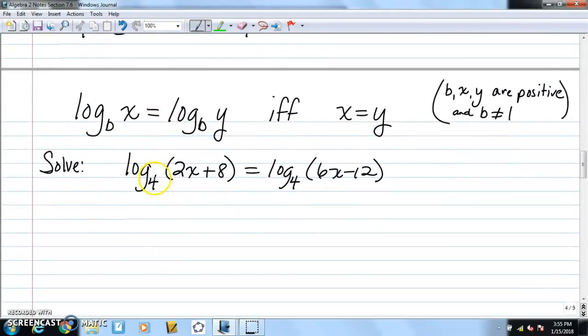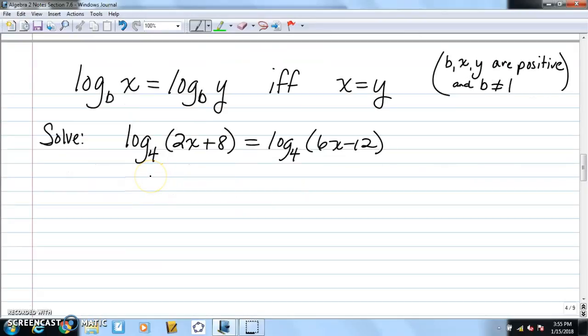Okay, so now, logarithmic. Same concept. If I have log base b and log base b, then my x and y have to be equal, and vice versa. If x equals y, then log base b of x has to equal log base b of y, where b, x, and y are positive and b is not equal to 1.